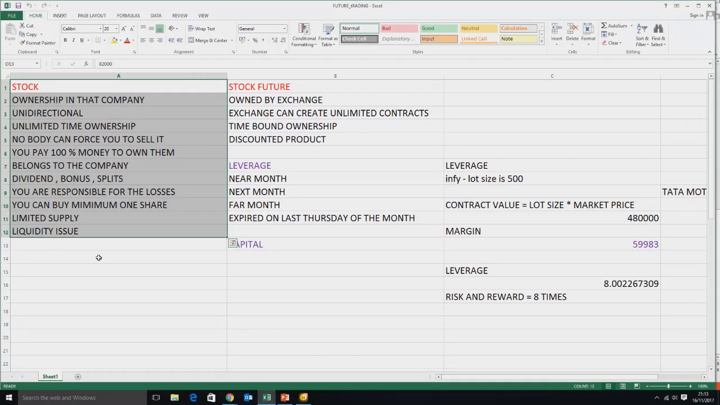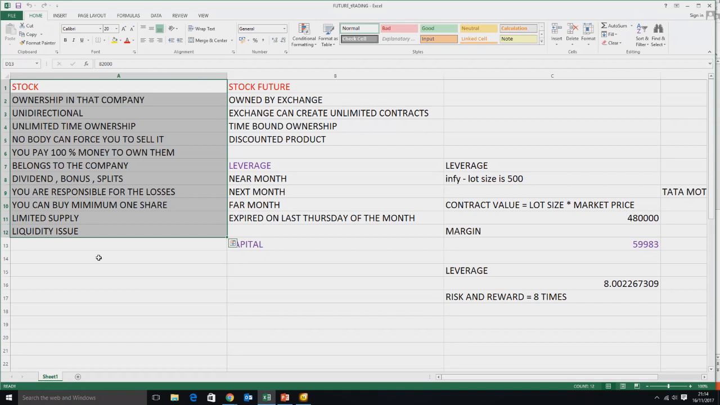Every future has three contracts: near month, meaning the current month; next month, just after the current month; and far month, two months from the current month. All the futures in India expire on the last Thursday of the month. In whatever month it is, that last Thursday is when the corresponding near, next, and far contracts will expire.